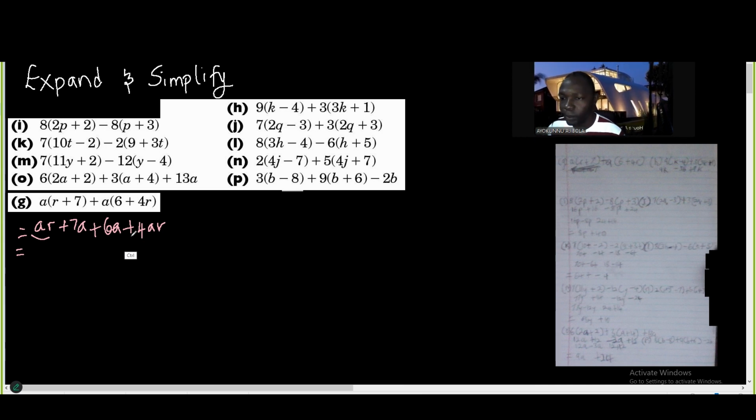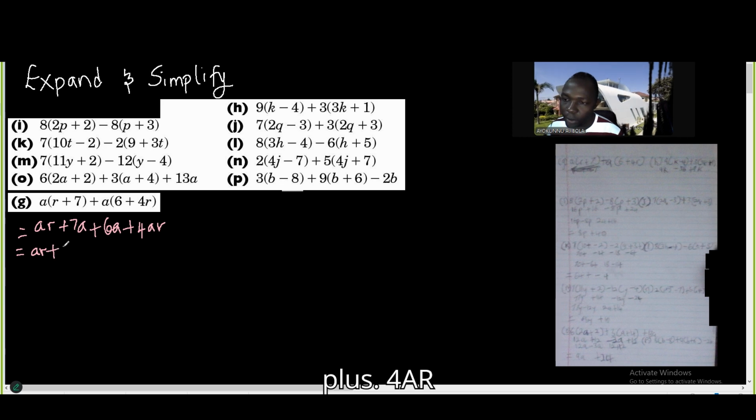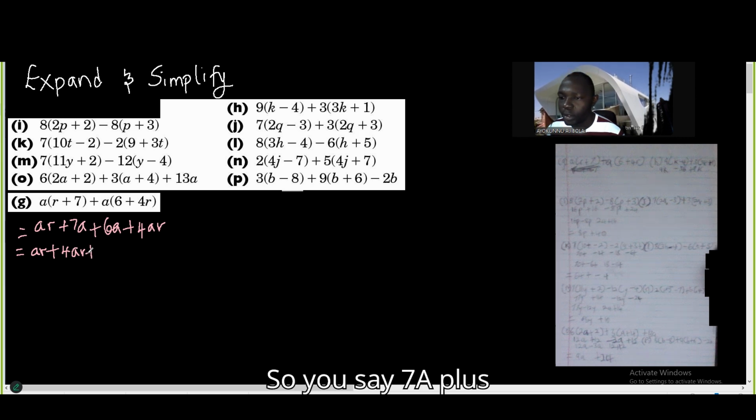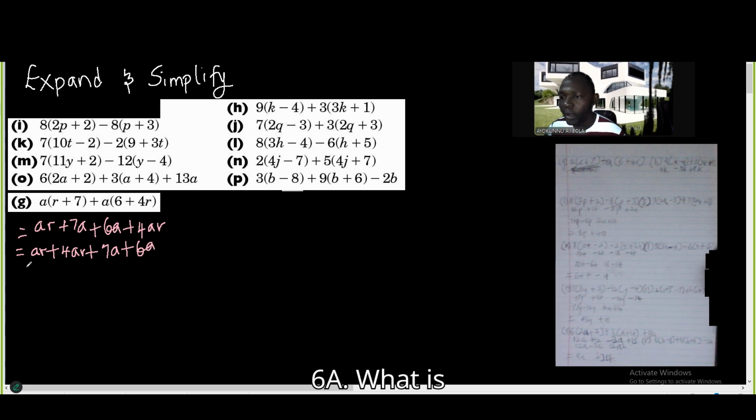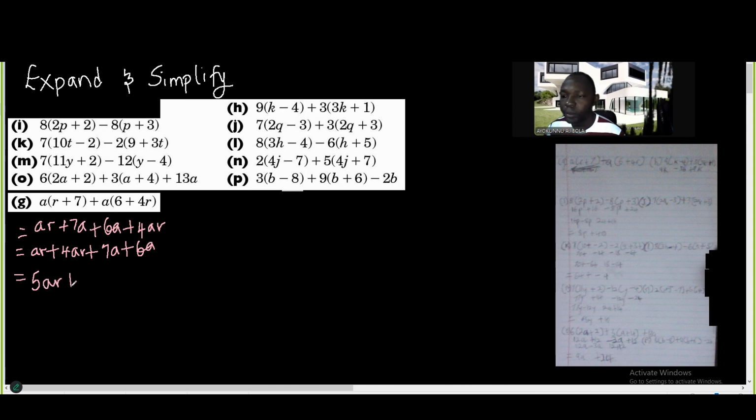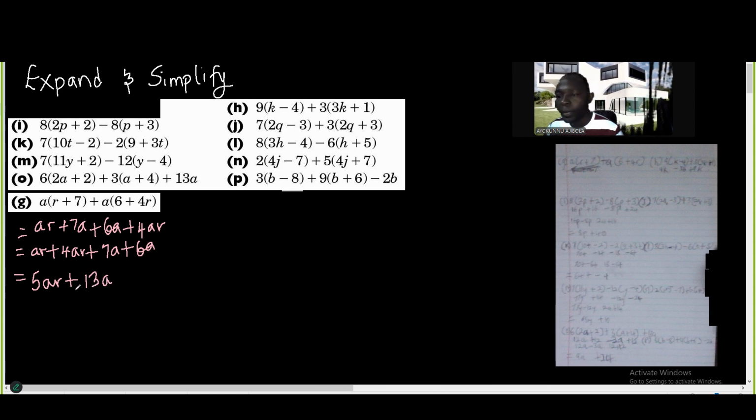So if you look at this, you can see AR and 4AR. Please, are you there? Yes. So we can add 1AR plus 4AR. Then you can say 7A plus 6A. What is 1AR plus 4AR? That is 5AR. Then 7 apples plus 6 apples, that is 13 apples. That is 7A plus 6A is 13A.